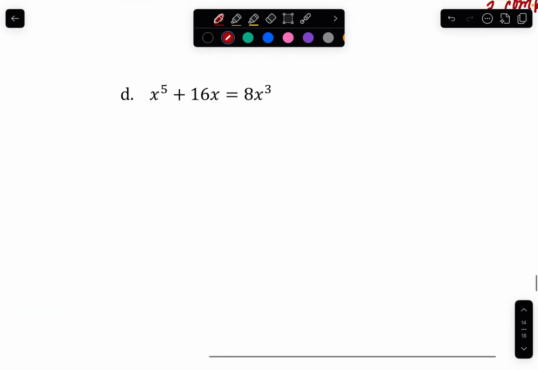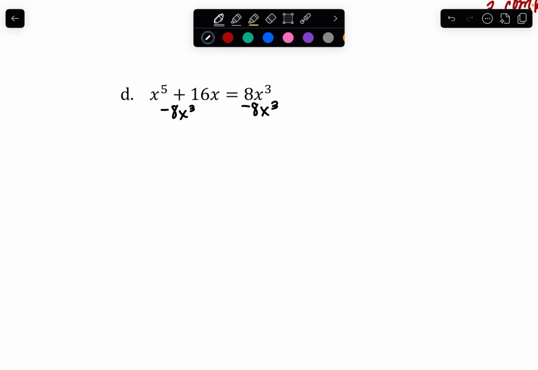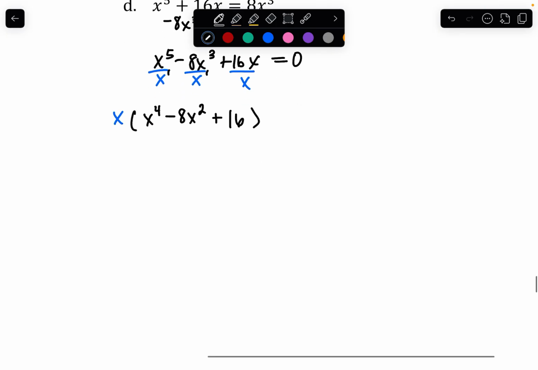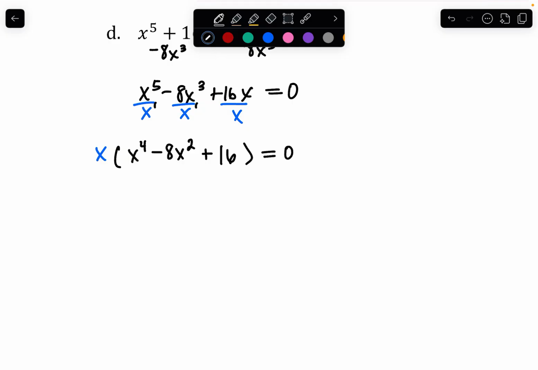Okay, for this last one, we need to move the 8x cubed to the other side, put it right in the middle. Once again, my last term is not constant, so we can divide out an x from each term, leaving us with x to the 4th minus 8x squared plus 16, subtracting 1 from each exponent. And now I see 3 terms, and so we can try u substitution.